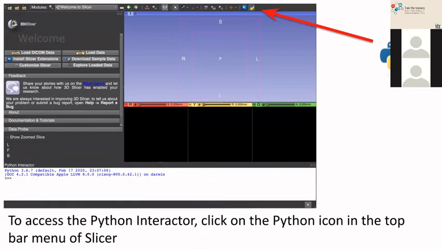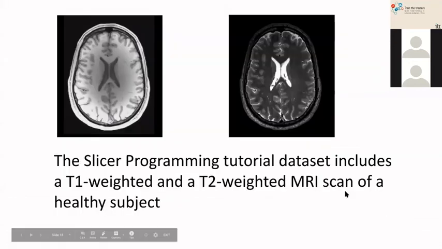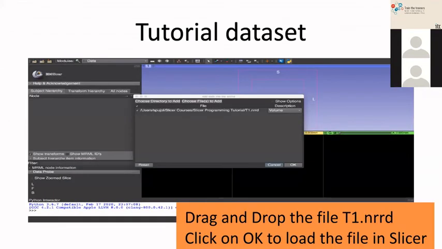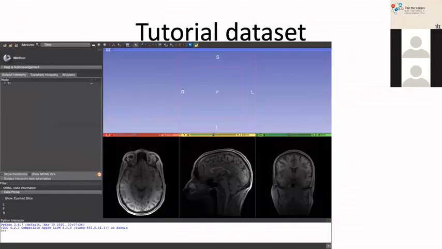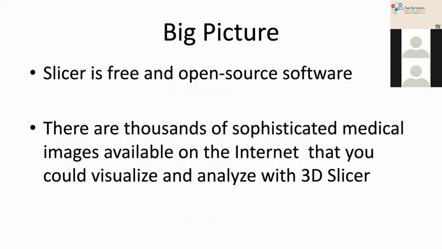So when you have Slicer running, there's a Python icon on the toolbar, which brings up this Python interactor down in the bottom of the screen. For this tutorial, one would start with 2 MRIs, 2 different contrasts, and they're very easy to load. So in this tutorial, you would load one using the user interface, drag and drop the T1 nrrd file, and then you see it loaded on the screen. So just to quickly give you an idea, the big picture is that it's open source software with lots of things you can do with it.